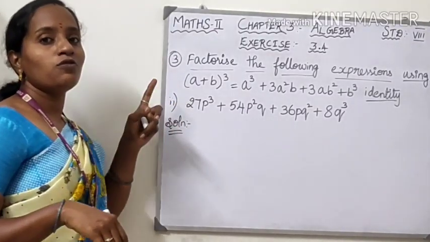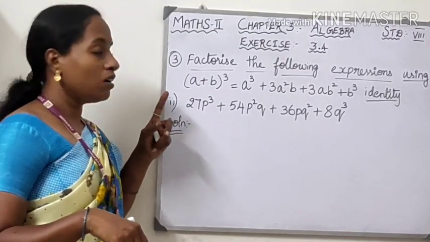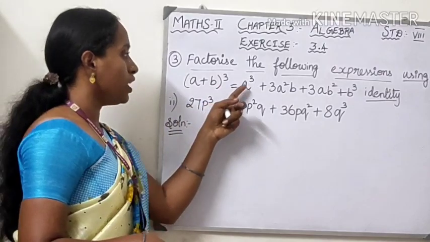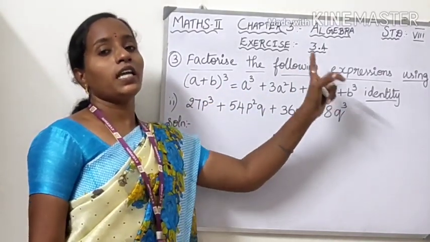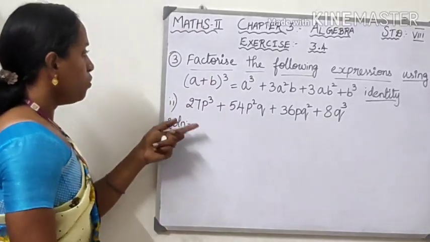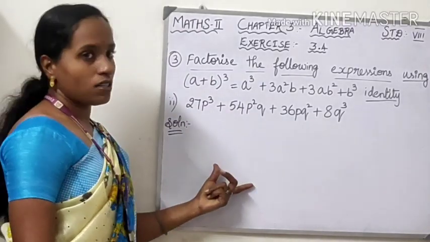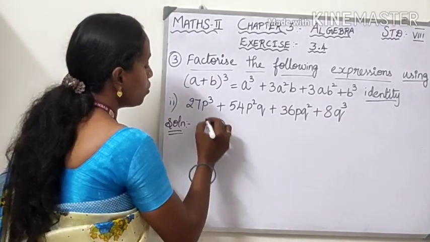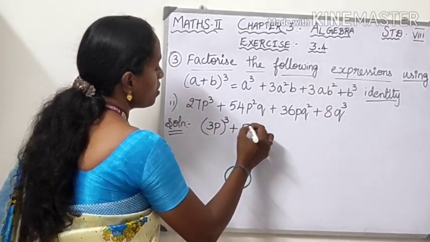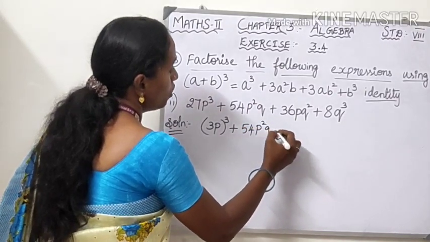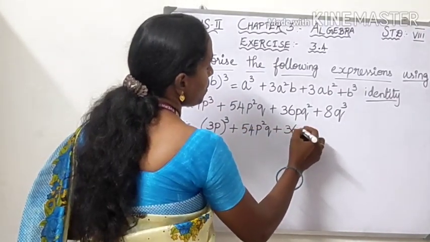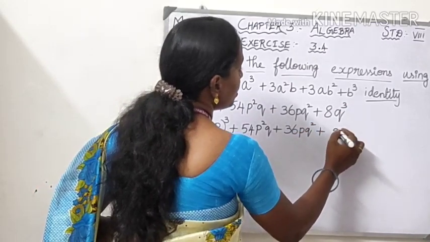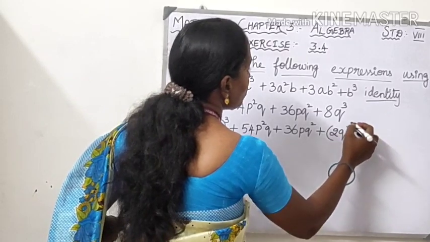So we have the third question. Factorize the following expressions using the a plus b the whole cube identity. So a plus b the whole cube is equal to a cube plus 3a square b plus 3ab square plus b cube. So before starting the factorization, let us rewrite the question. This term can be written in the form 3p the whole cube plus 54p square q plus 36pq square plus this 8q cube can be written as 2q the whole cube.